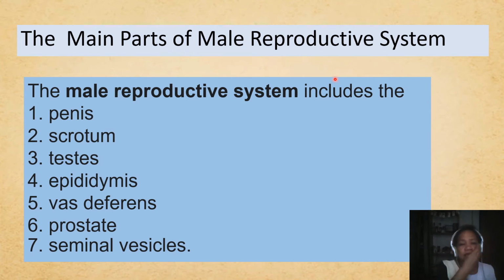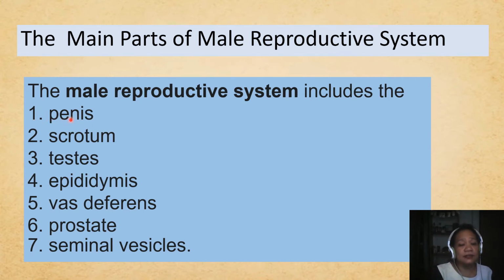Okay, let's proceed to the main part of the male reproductive system. The male reproductive system includes the penis, scrotum, testes, epididymis, vas deferens, prostate, and seminal vesicle. Again, this is 7.